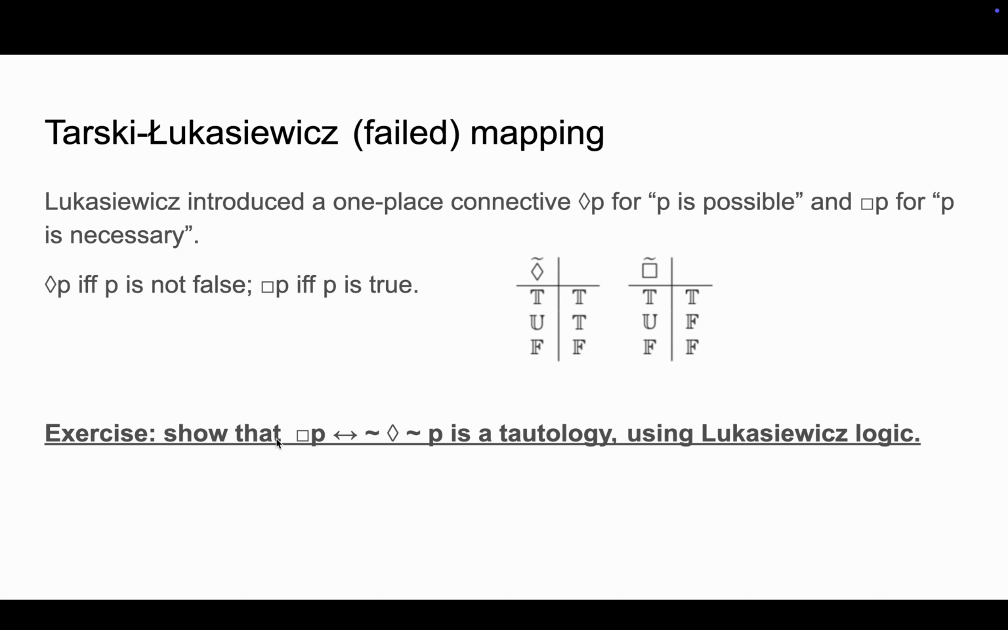Now let us do an exercise using Lukasiewicz logic. It also works for Kleene logic, but let's use Lukasiewicz logic for now. Show that this statement is a tautology: P is necessary is equivalent to saying that it is not possible that it is not P. This is also a tautology in modal logic, in fact, and it is one of the most basic equivalences of modal logic. Maybe you can pause this video for a while over here and try it. If not, I will move on to the solution.